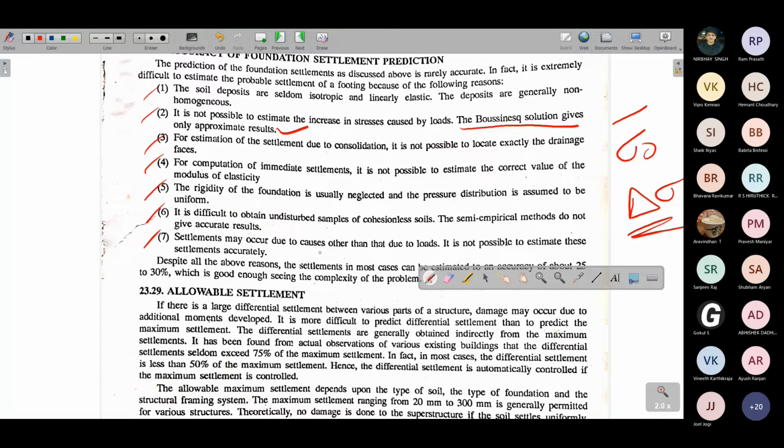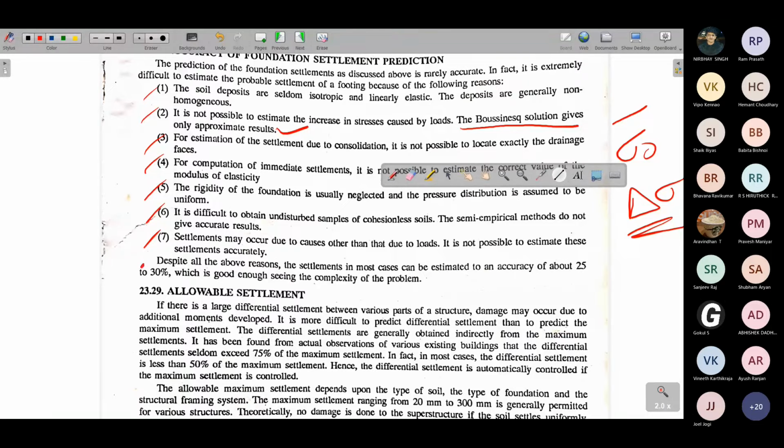But still, if you read the last sentence here, despite all the above reasons, the settlement in most cases can be estimated to an accuracy of about 25 to 30%, which is good enough by knowing the complexity of the problem. That means knowing all the other things, we still believe these formulas really work, and we are going to use those equations also.